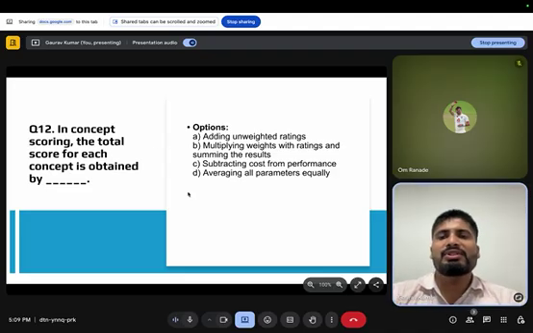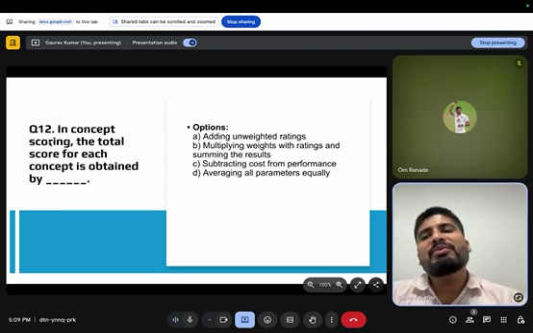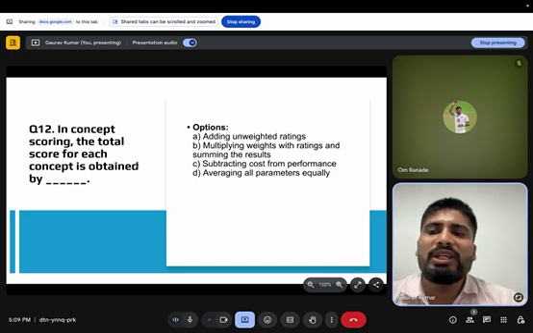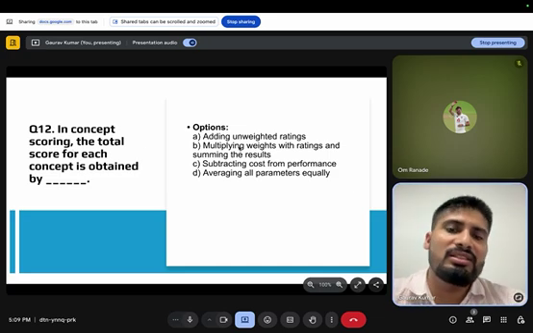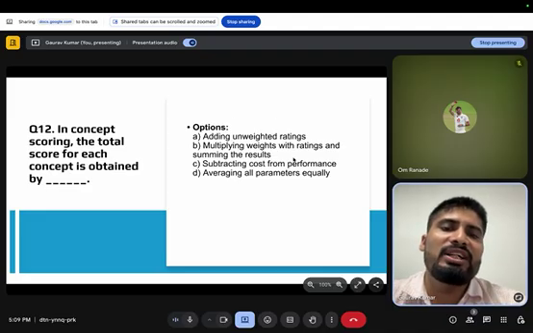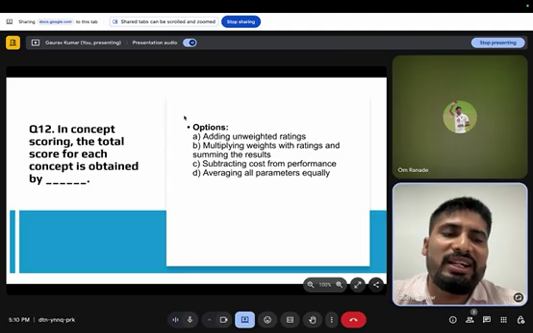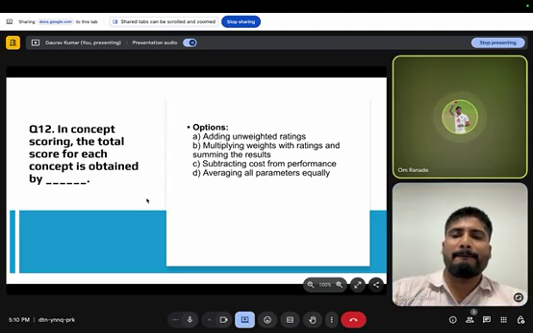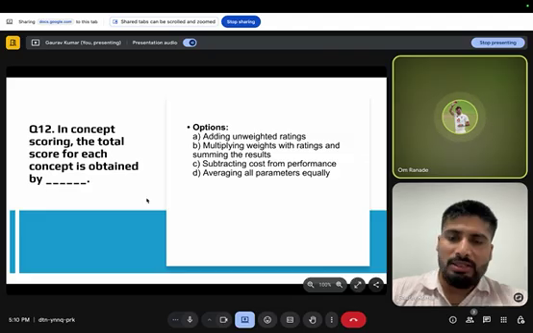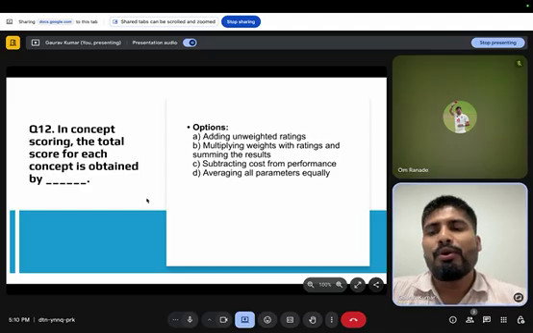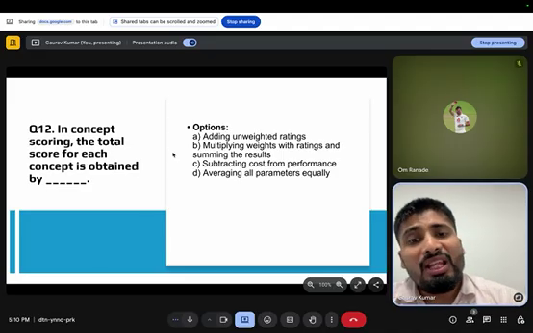So next question, question number 12. In concept scoring, the total score for each concept is obtained by dash. Adding unweighted ratings, multiplying the weights with ratings and summing the results, subtracting cost from performance, or averaging all parameters equally. What could be the right answer? B option, multiplying weights with ratings and summing the results. Correct. Okay, so B is the right answer.